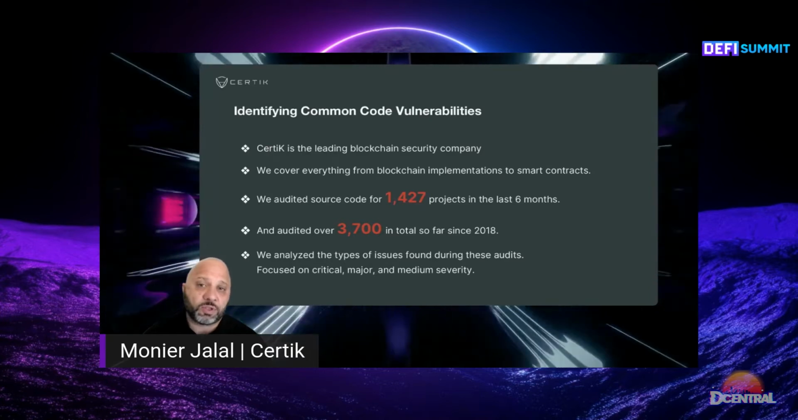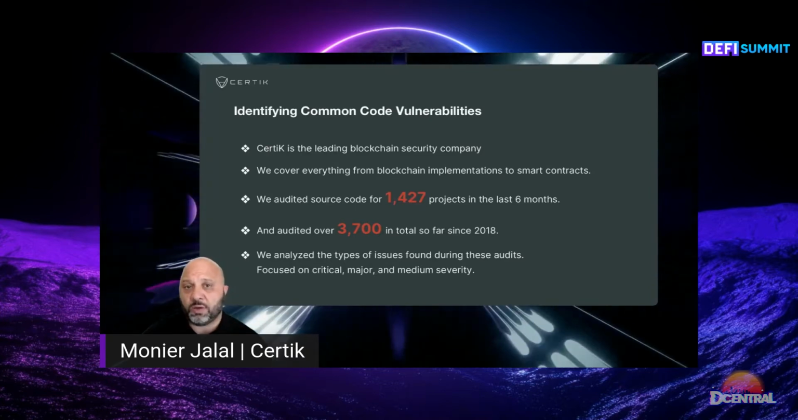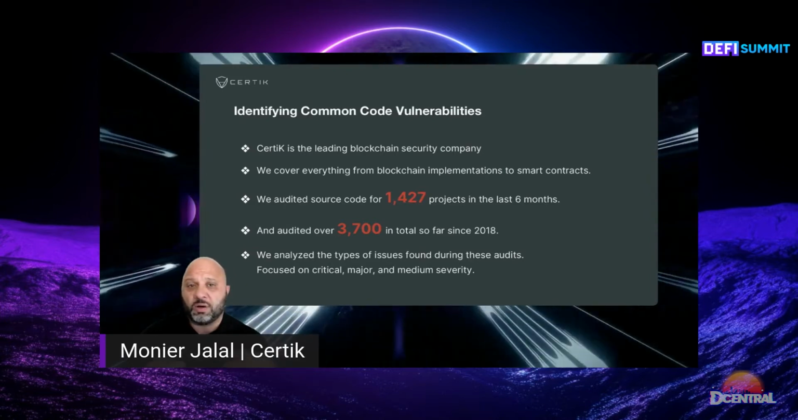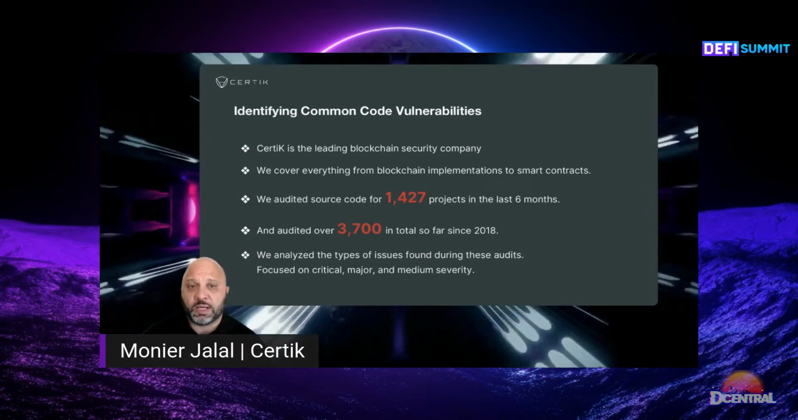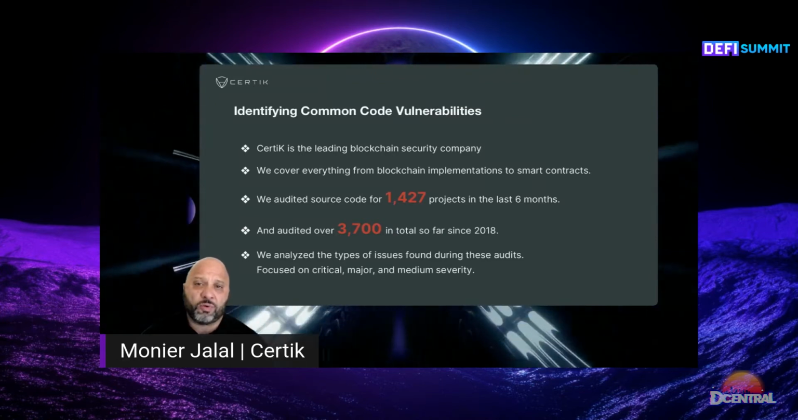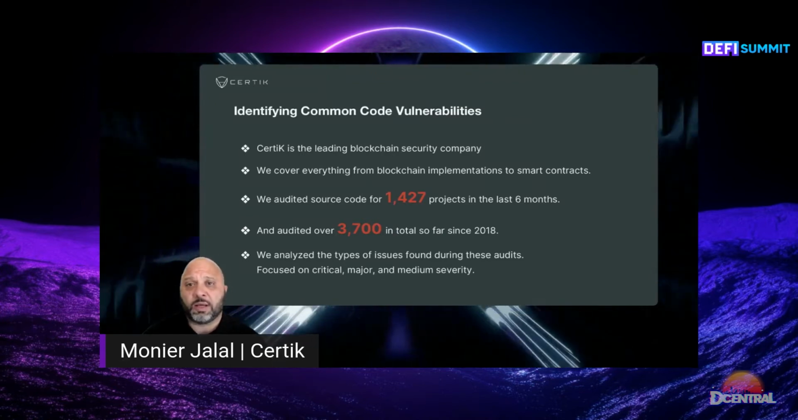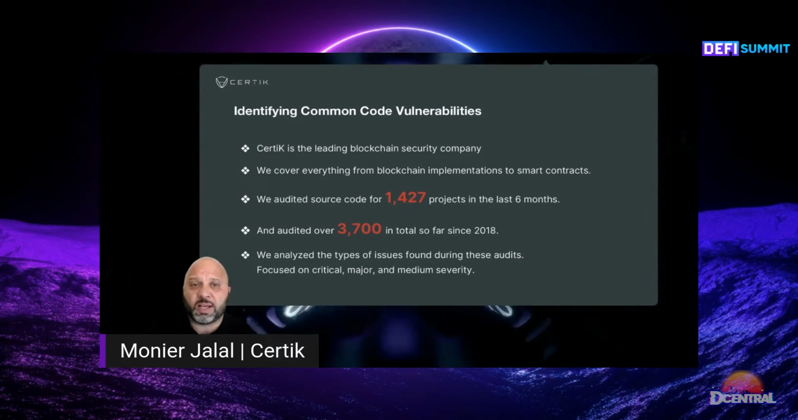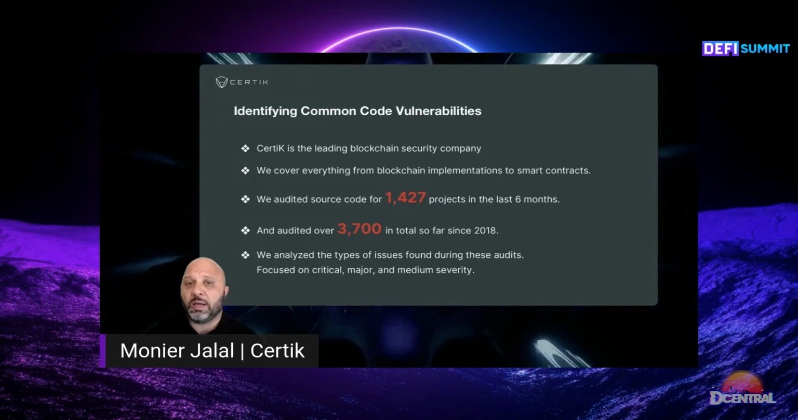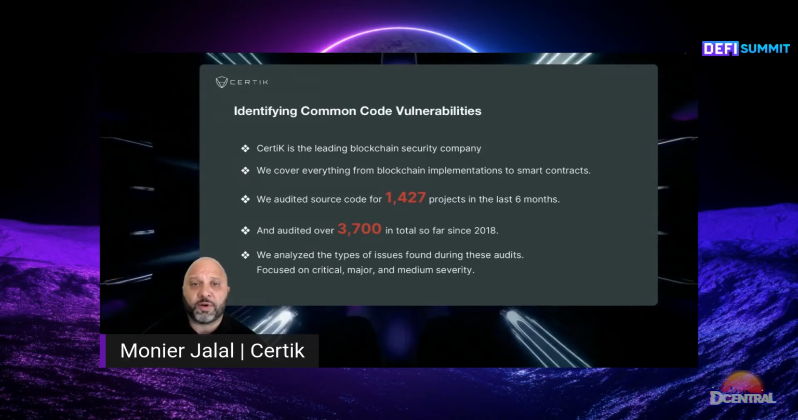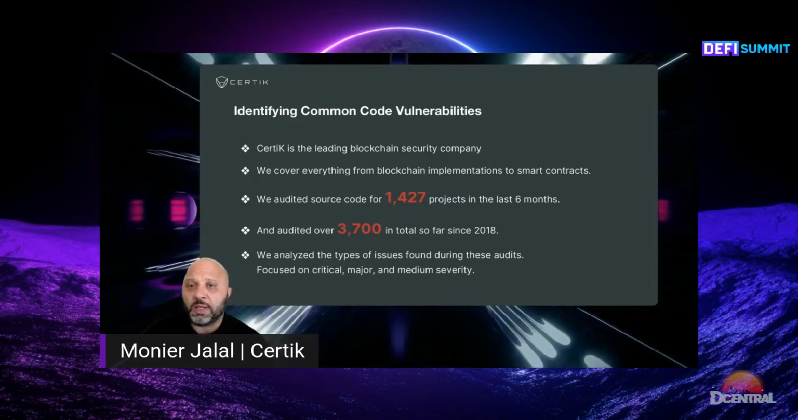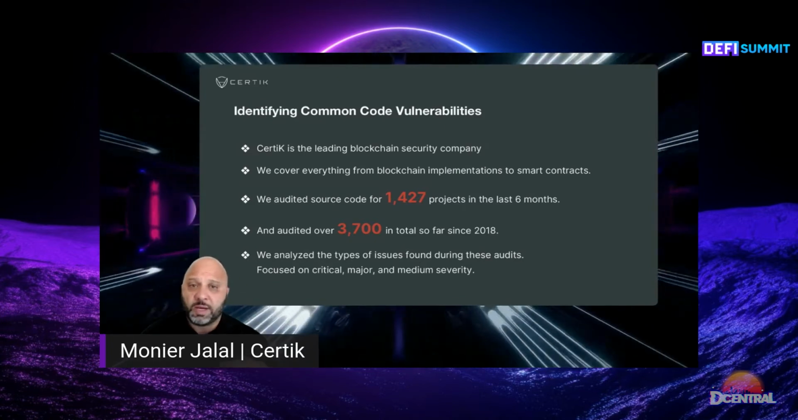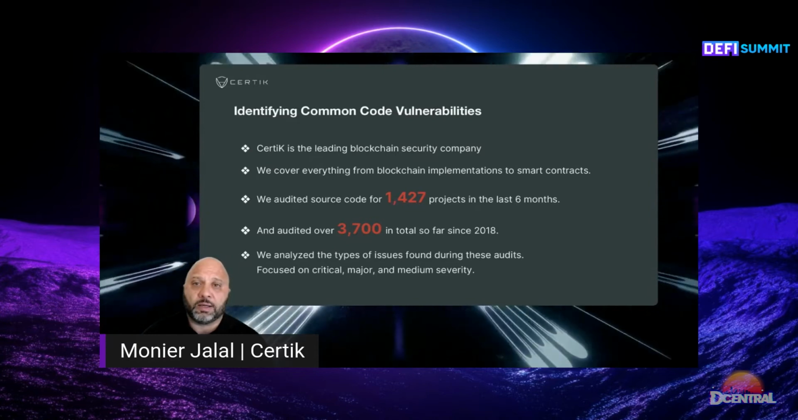CertiK is a leading blockchain and smart contract security company which specializes in both, as mentioned, off-chain code audits, as well as on-chain monitoring and KYC services. To date, we've audited over 3,700 projects and counting, and 1,427 of those audits just over the last 6 months. So a lot of audits at high scale and pretty fast going. We analyze common vulnerabilities and issues ranging anywhere from critical to major, minor, informational, and we provide that to projects.